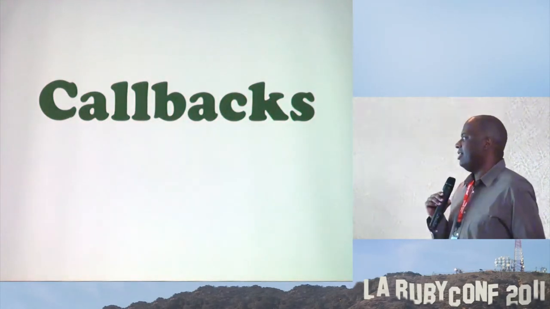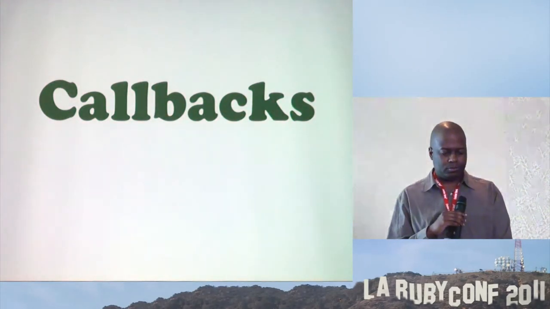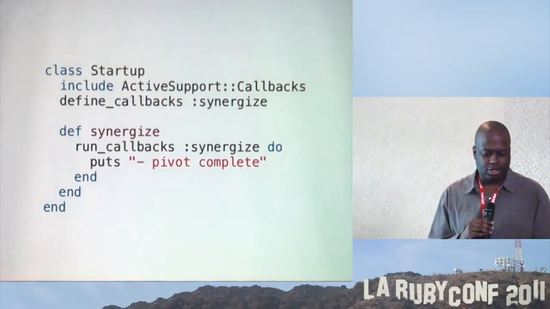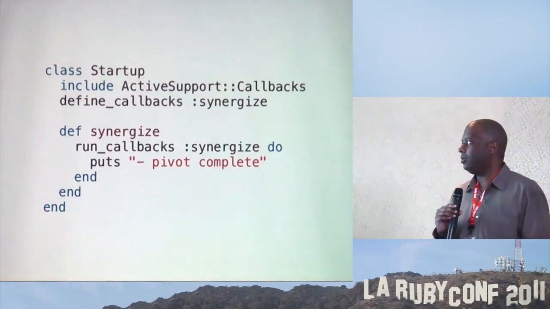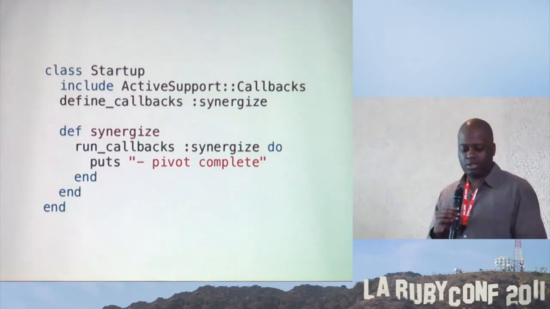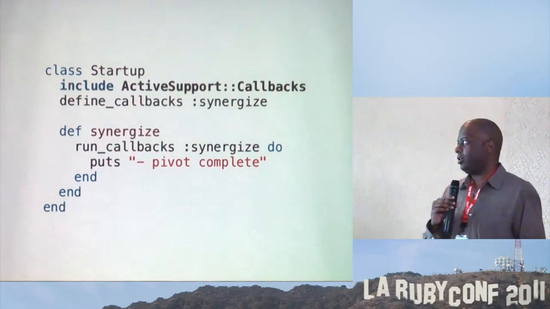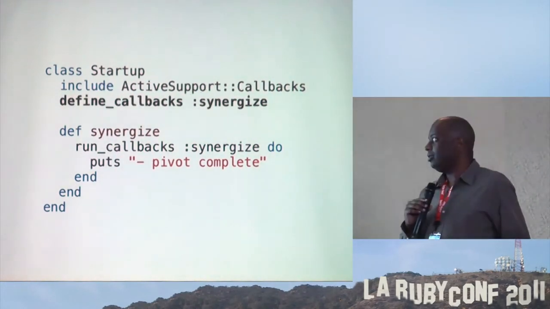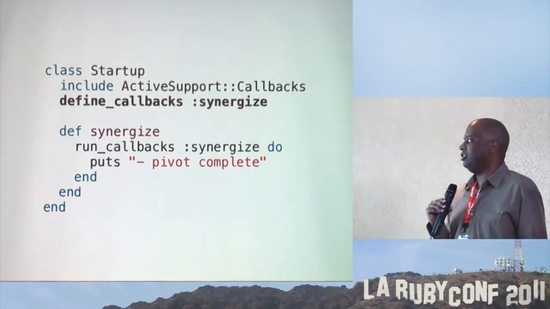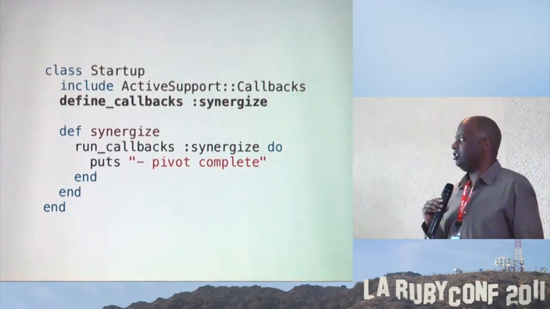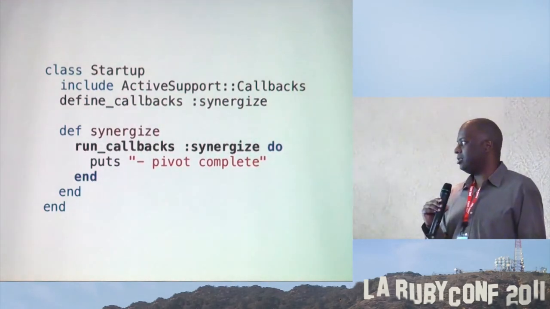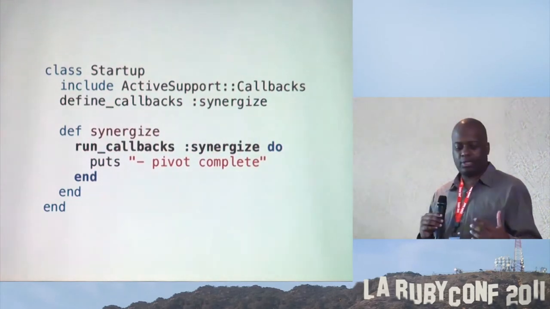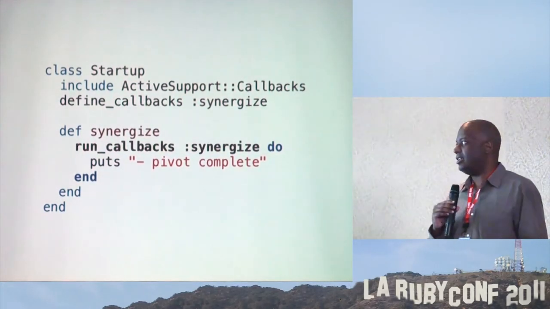So now we have callbacks. And callbacks are a neat thing. A couple months ago, I did a talk about ActiveModel, and ActiveModel uses this a lot. So let's look at this. What you want to do is include ActiveSupport callbacks inside of your code. We'll define a callback called synergize, because we always want to synergize. So when we synergize, we're going to put out to standard out pivot complete, because after you synergize, your pivot is complete.